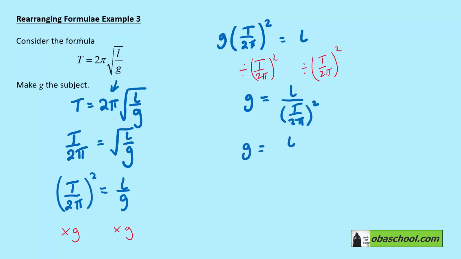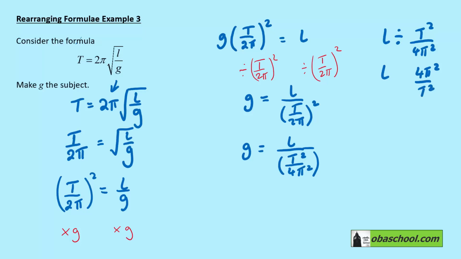Now, we could write this. You don't have to. But we could square both things, and then we get t squared over 4 pi squared if we square everything in the fraction. And then think about what we've got there. We've got L divided by t squared over 4 pi squared. What do we do when we divide fractions? We keep, we flip, and we change the sign. And so what we end up with is that g is 4 pi squared times L over t squared.